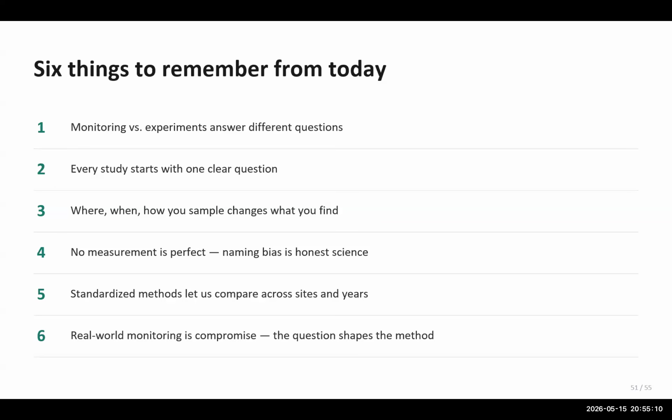Number 2, every study will start with a very clear question. You need to find that question, because it tells you what to measure, when to measure, how to measure, and where.